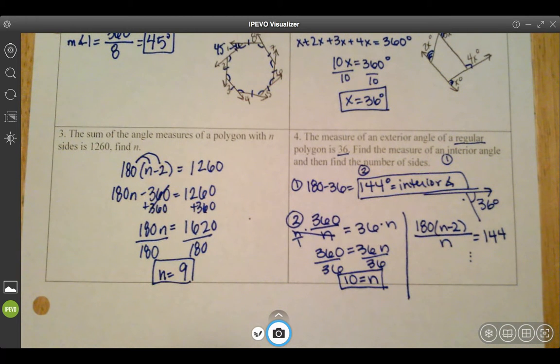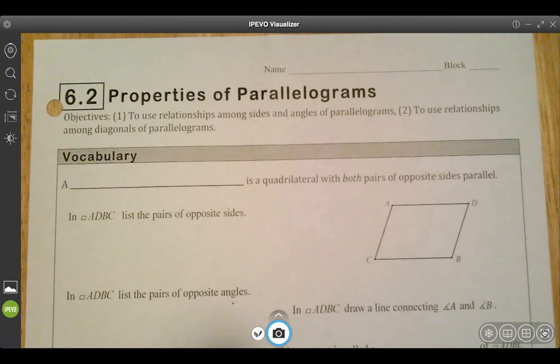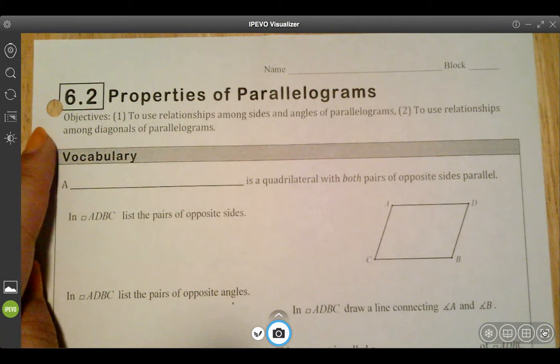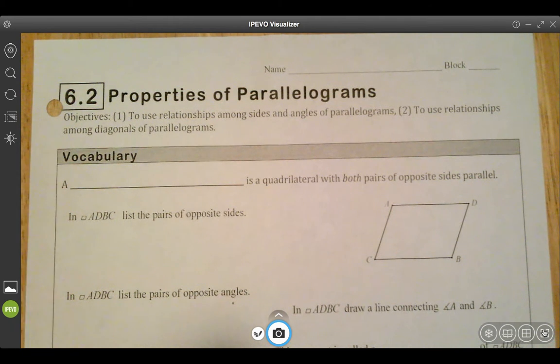Let's take a look at section 2. In section 6.2, we're talking about a very special type of polygon, specifically a parallelogram. A parallelogram is going to be a four-sided figure or a quadrilateral with very specific properties. Our objective for this section is to use the relationships among the sides and angles of parallelograms and the relationships of the diagonals. So the sides, the angles, and then diagonals, which we'll talk about.